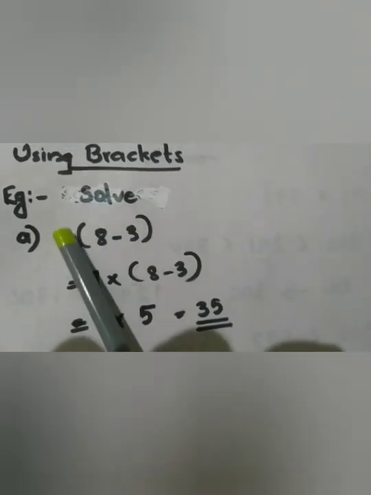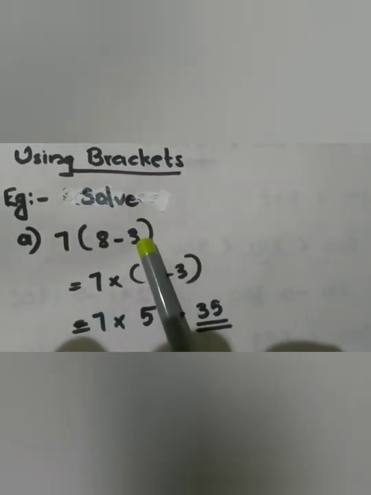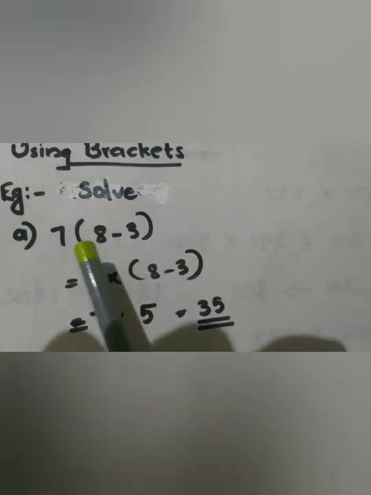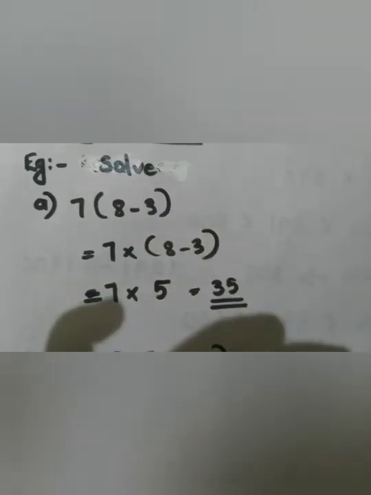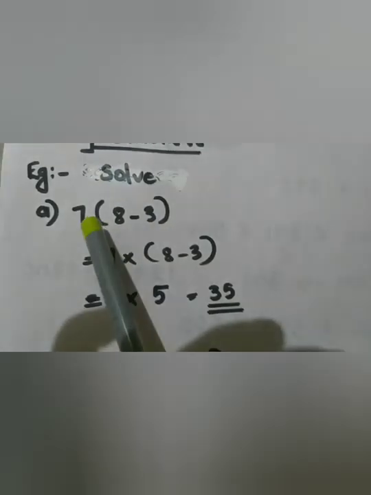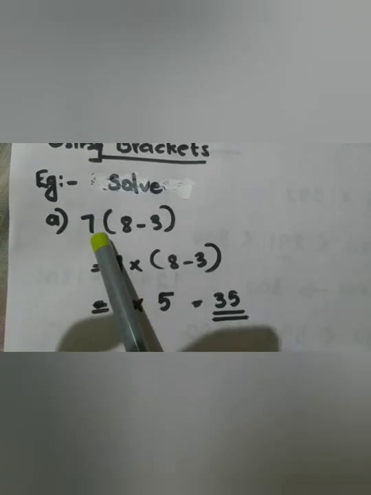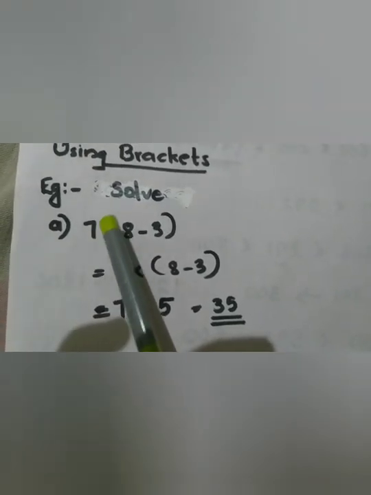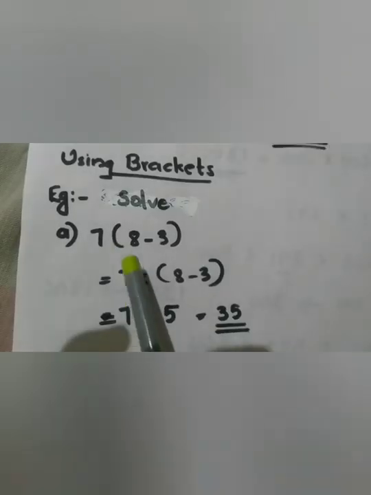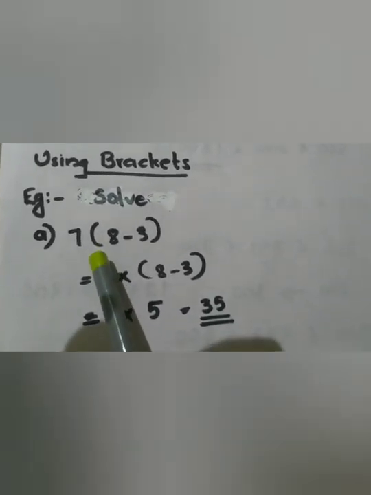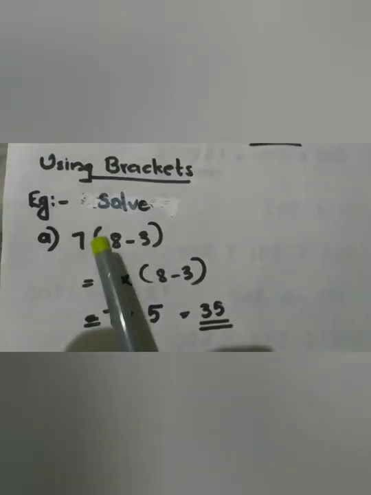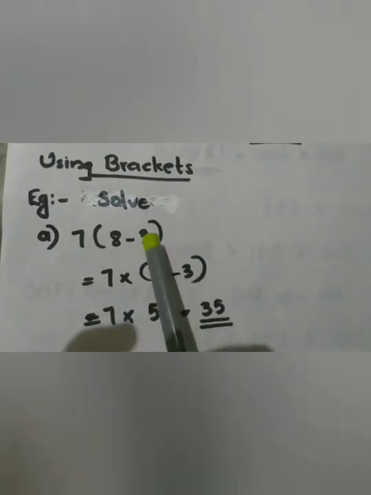Here one bracket is over 8; the bracket is therefore 8 minus 3. That means this 7 and this are separated. Now here there is no operation given, isn't it? If there is a bracket, that means the operation is multiplication. So how will we read this first? 7 into 8 minus 3.